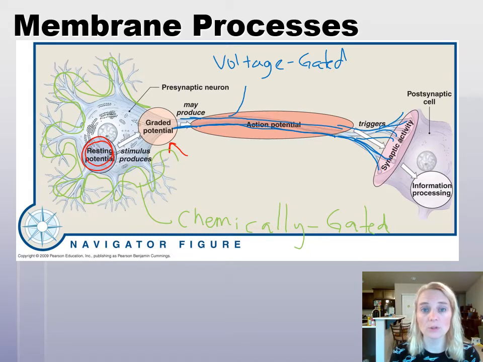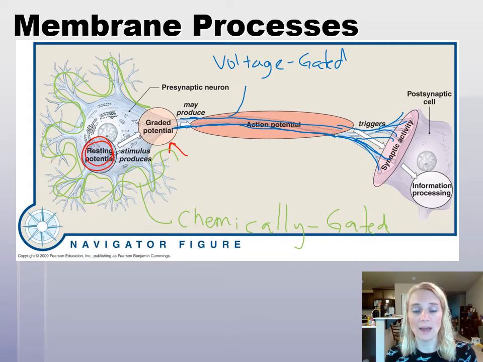One is triggered by chemicals, one is triggered by change in voltage. You can only get action potentials where you have voltage gated channels. You can only get graded potentials where you have chemically gated channels. So the location of the channel is directly related to what kind of process can occur at that membrane. If you are on the cell body and dendrites, you only have chemically gated channels, you can only do graded potentials. If you are on the axolemma of the axon all the way down the telodendrite to the synaptic terminals, you have voltage gated channels, you can do action potentials.